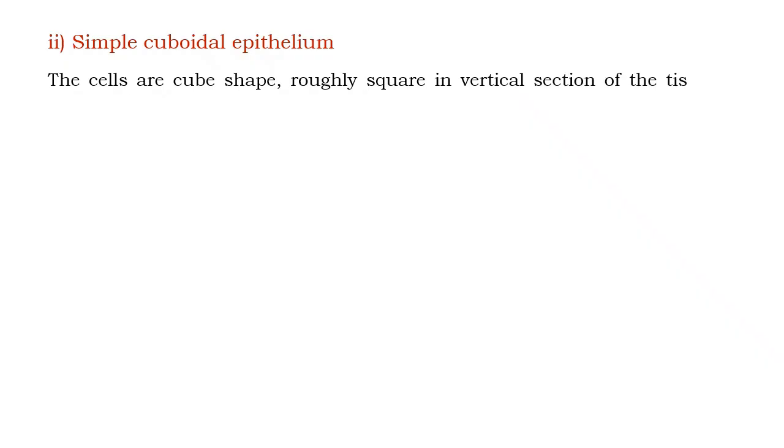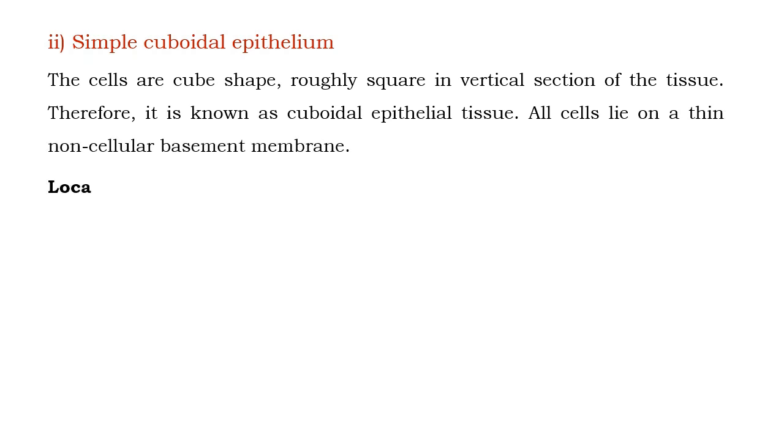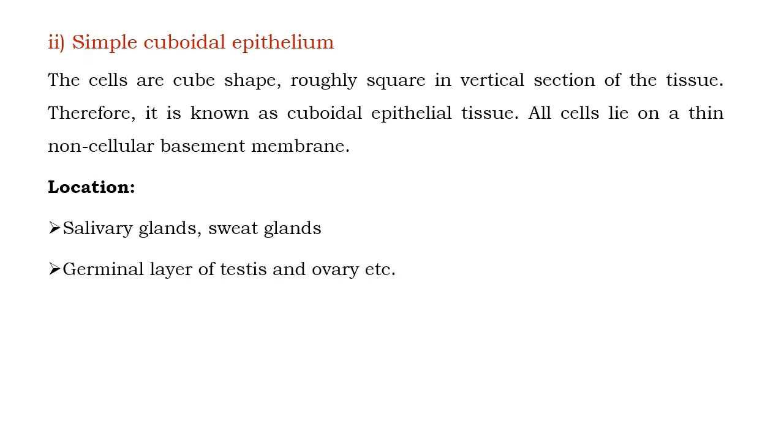Simple cuboidal epithelium. The cells are cube-shaped, roughly square in vertical section of the tissue. Therefore, it is known as cuboidal epithelial tissue. All cells lie on a thin non-cellular basement membrane. Location: they are found in salivary glands, sweat glands, germinal layer of testes and ovary, etc. Functions: the main functions are secretion, absorption, protection, etc.